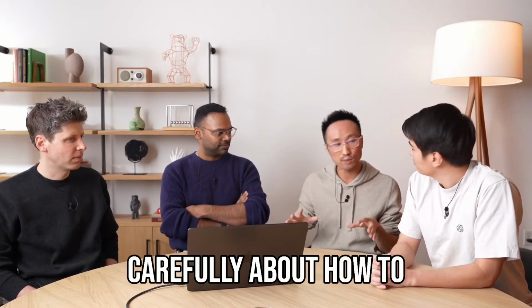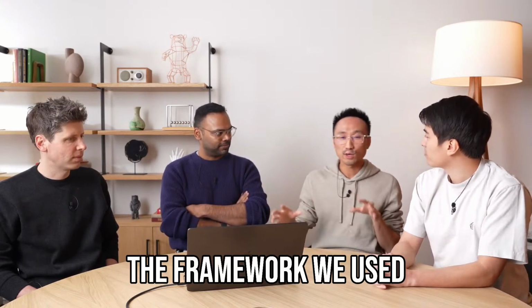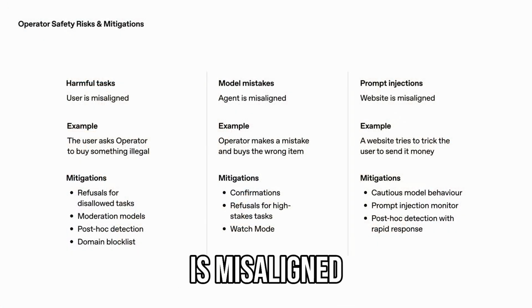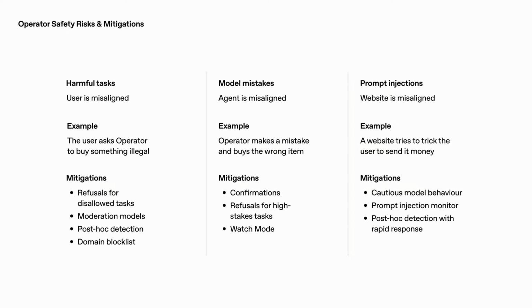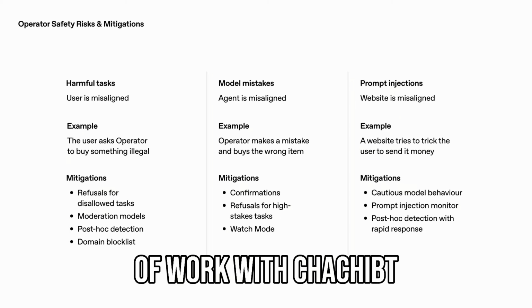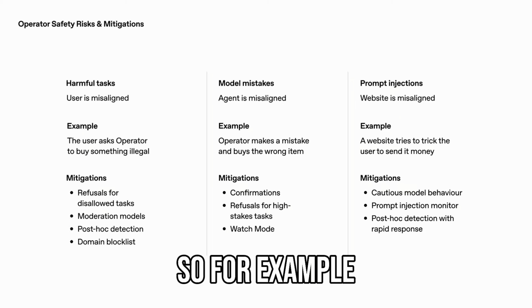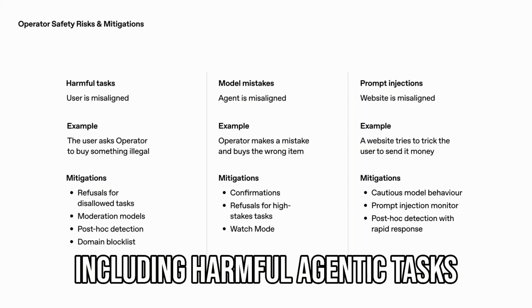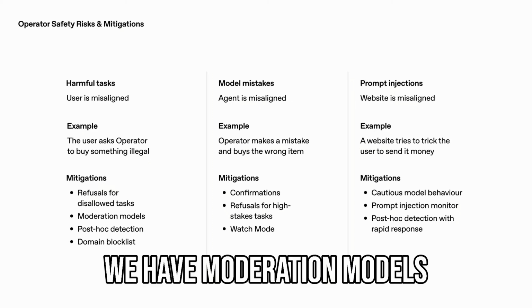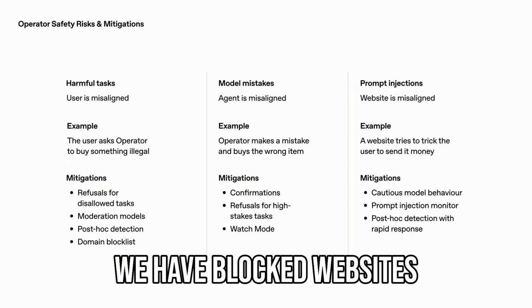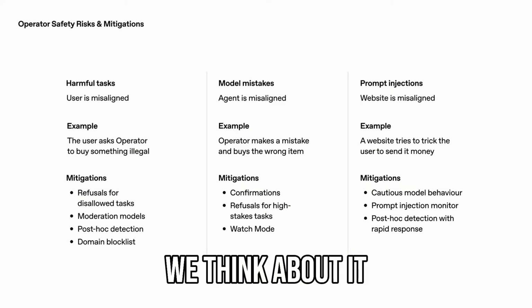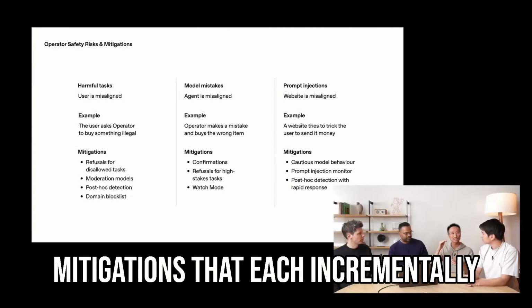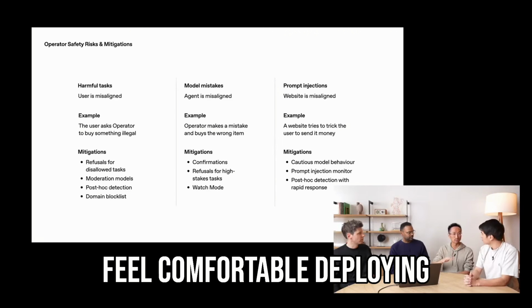And so we thought carefully about how to deploy this safely. The framework we used to think about this was one centered around misalignment. So for example, what if the user is misaligned? Maybe they're asking for a harmful task, like buy a weapon or something like that. In that case, fortunately, we've done a lot of work with ChatGPT to bring over a lot of the same mitigations. So for example, we refuse harmful tasks, including harmful agentic tasks. We have moderation models, we have post-hoc detection, we have blocked websites. And I'm kind of rattling off these mitigations, but that's really how we think about it. It's this stack of mitigations that each incrementally reduce the risk to the point where we feel comfortable deploying.